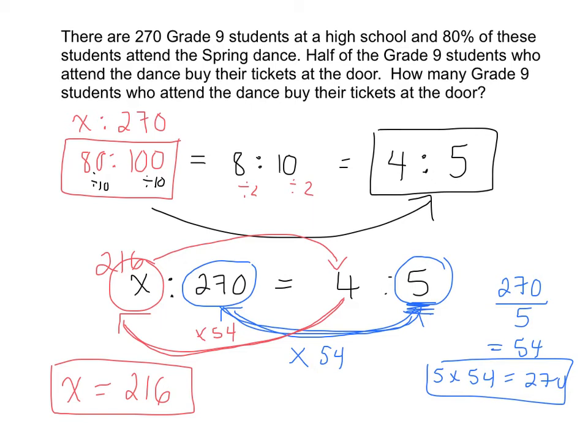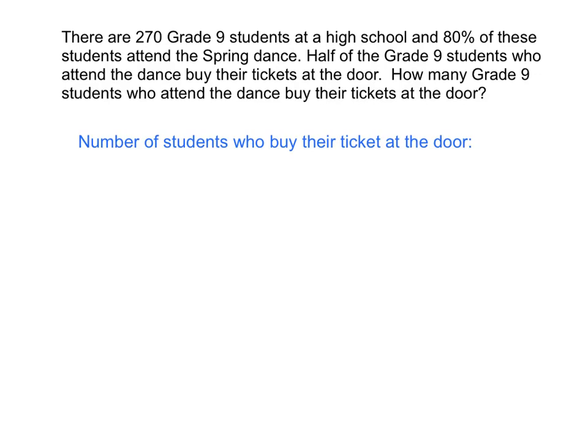Well, what did x represent? What were we trying to find? X represented the number of students who attend the spring dance. Well, now what? Well, now we have to do part 2 of this question, and that was to find out how many students buy their tickets at the door. So now that we know that 216 students attend the dance, how will we figure out how many of those students bought their tickets at the door?